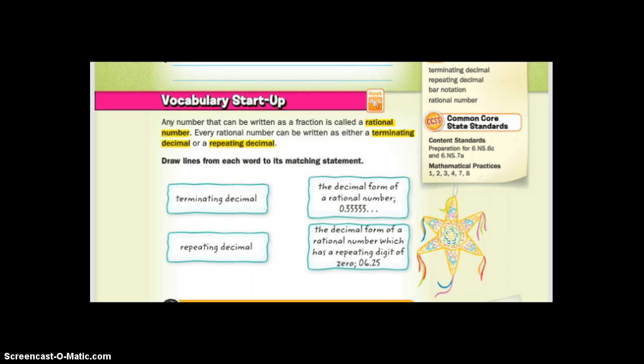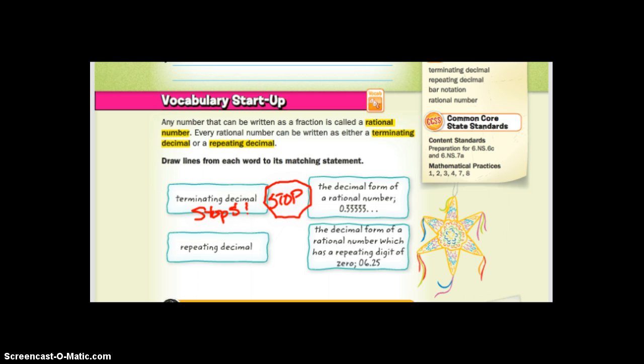So let's think about a terminating decimal. What does the word terminate look like? You guessed it, a stop sign. That means the number stops.